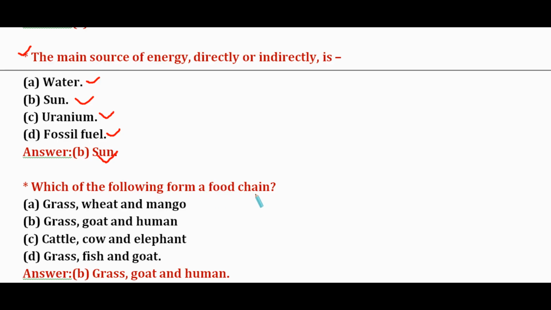Which of the following forms a food chain? Grass, wheat, mango; grass, goat and human; cattle, cow and elephant; grass, fish, and goat. The correct option is grass, goat, and human.